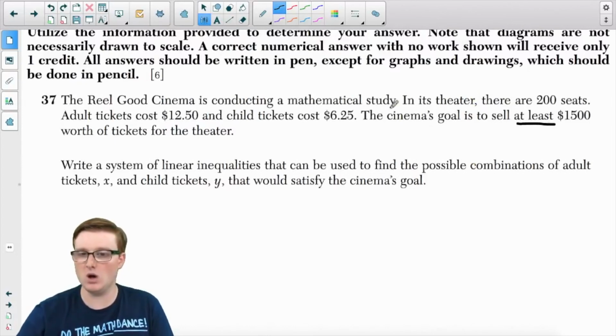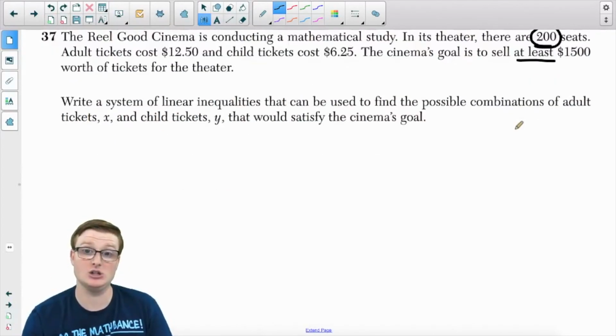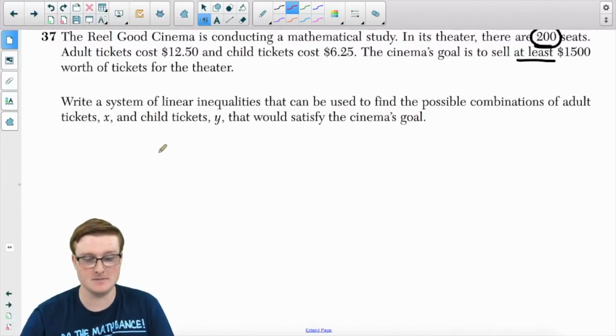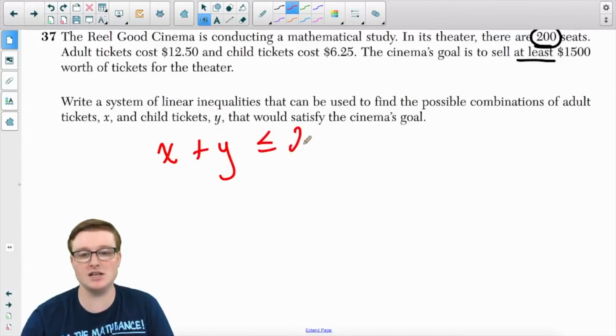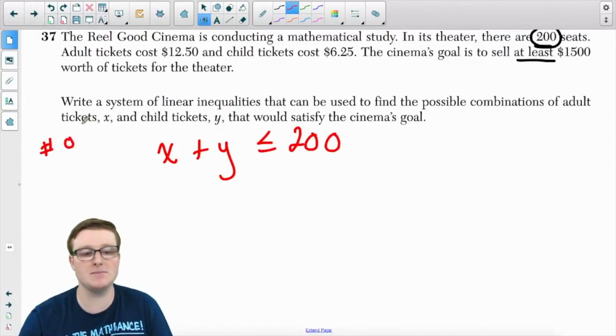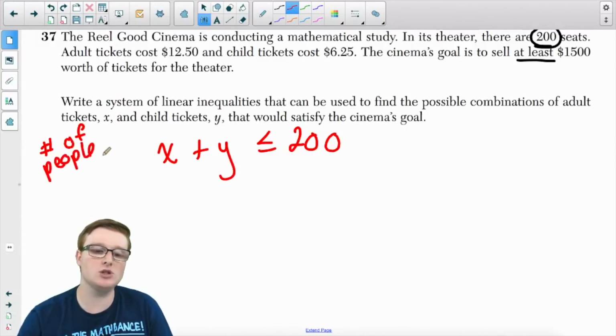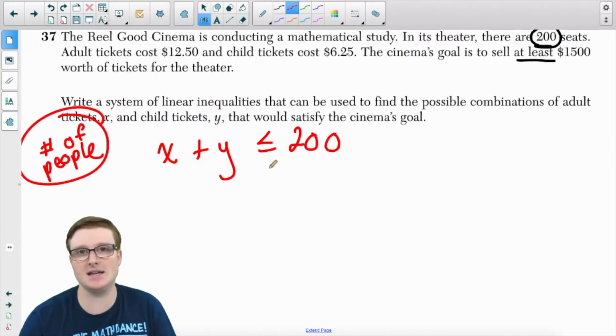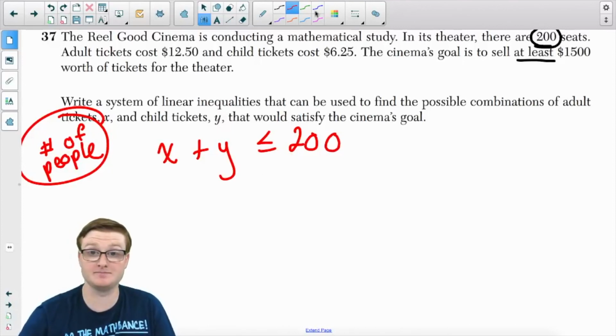So they want either 200 people or less. So that is going to be X, meaning adults, plus Y, being the children, has to be less than or equal to 200. That's your first inequality. And this represents the number of people. Could it equal 200? Yeah, you could have a full capacity, or it could be less than 200.